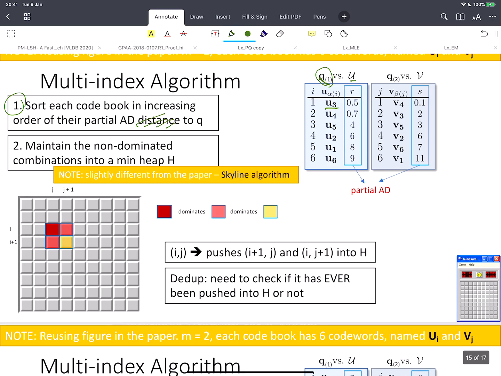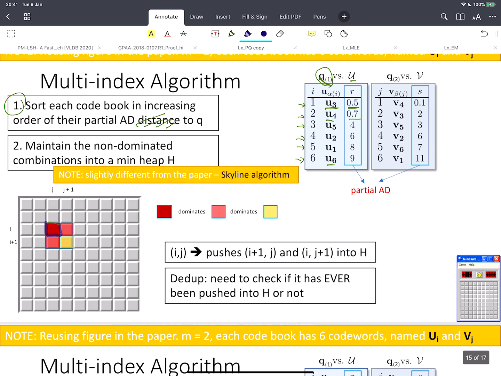So Q subscript 1 is a subvector, and R and S are its partial asymmetric distance. Okay, as you can see, it's actually in increasing order. So U3 is closest to Q subscript 1, and U4 is the next closest one, where U6 is pretty far away. Then what you do is that again we just use the order in the sorted sequence to denote all the code words, and just consider this guy.